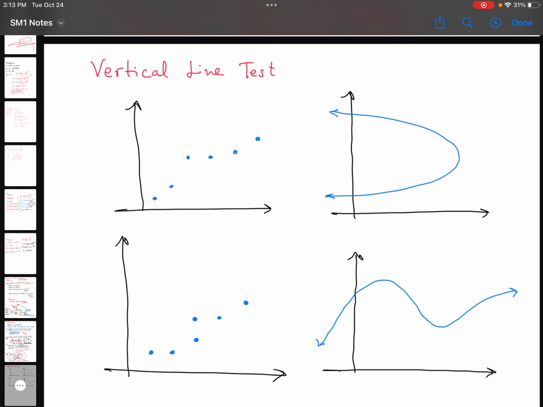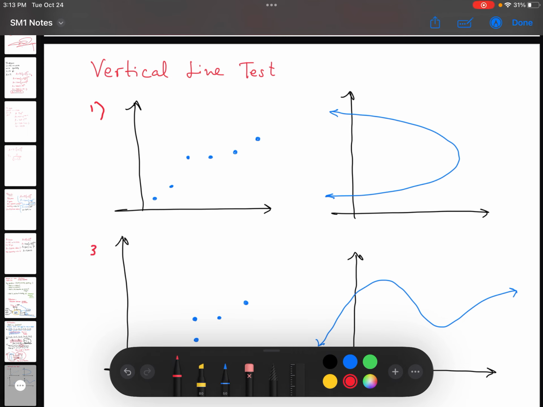Okay, now let's talk about the vertical line test. We can represent functions in different ways. The one you see here in front is the graph representation. You see different points in the first and in the third graph, and you can only see two different graphs in number 2 and number 4.